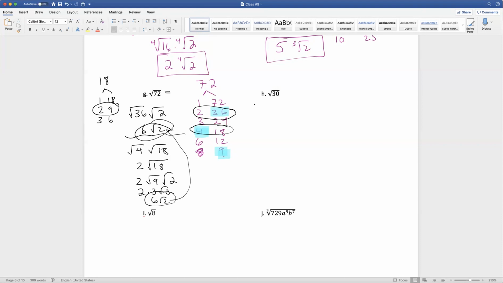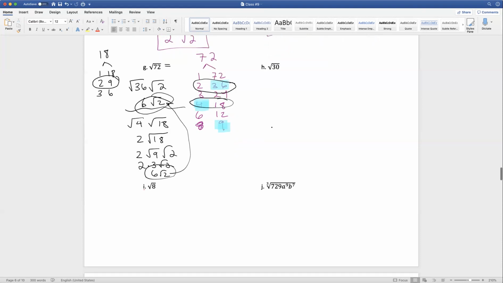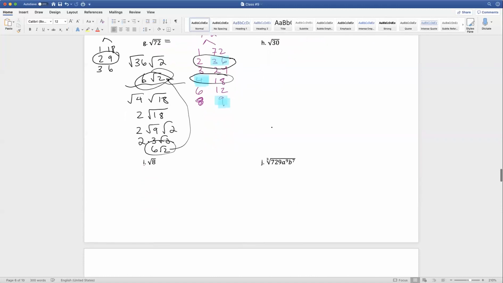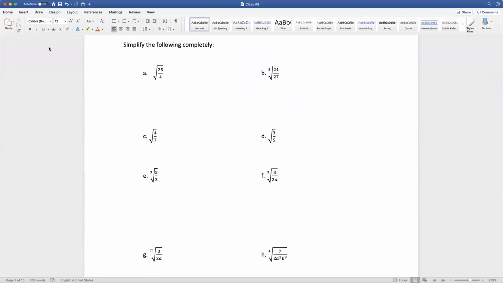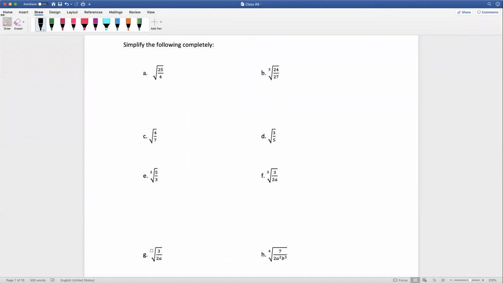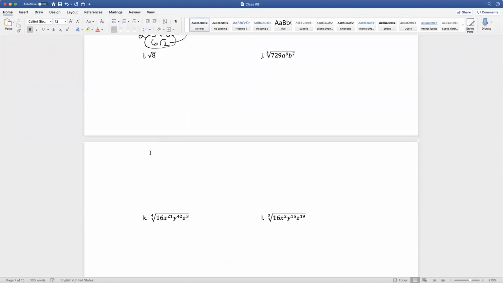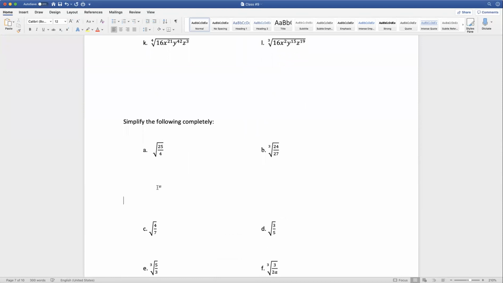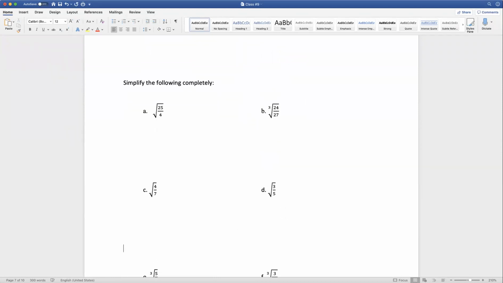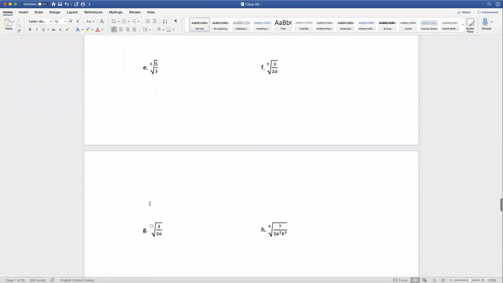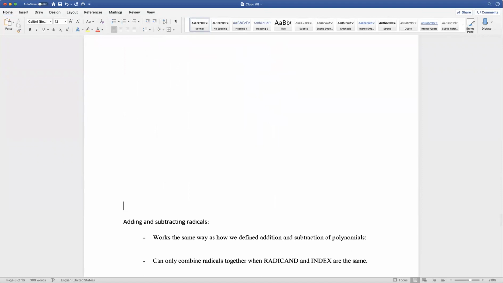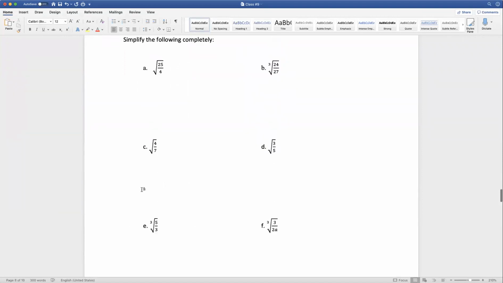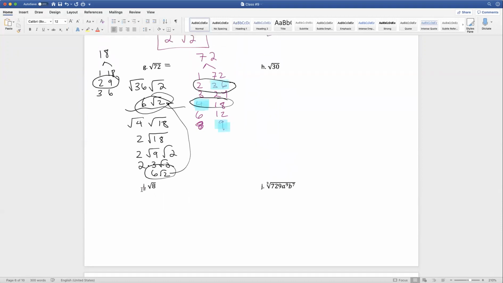Okay, square root of 30. Pause right here. See what you guys can do with the square root of 30. See if you can simplify that completely. Okay, how did you do with the square root of 30?